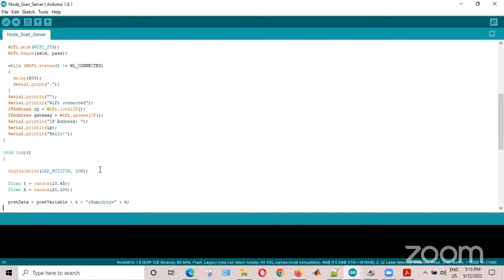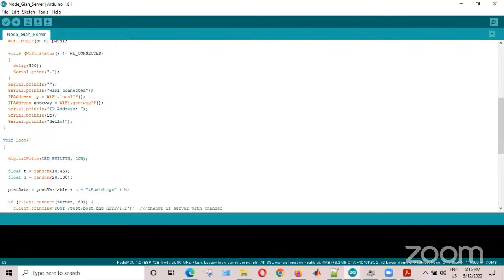Now in our loop function, what I am doing is generating random data as temperature and humidity. In a real-time case, we would have sensors generating temperature and humidity data, but that data was generated in analog form. So we had one more piece of code for controlling the ADC, that is the analog to digital converter. This analog to digital converter converted the analog temperature and humidity data into digital data. Then we pass this data to the server.